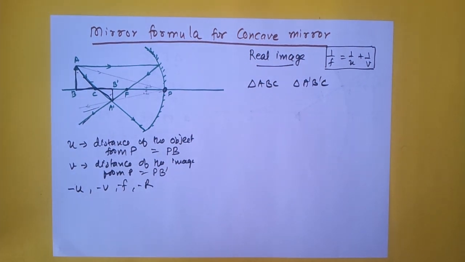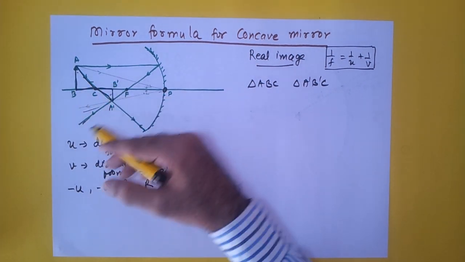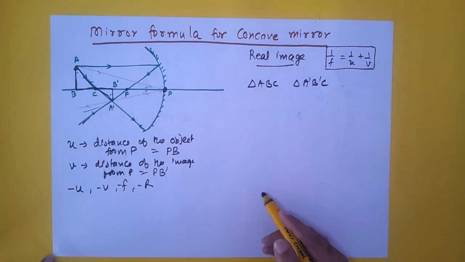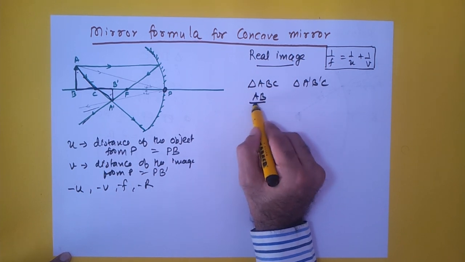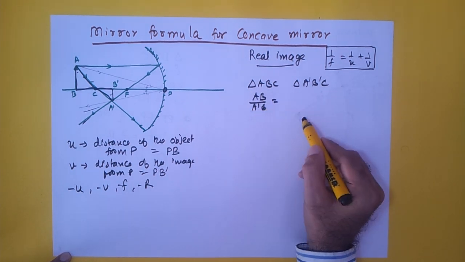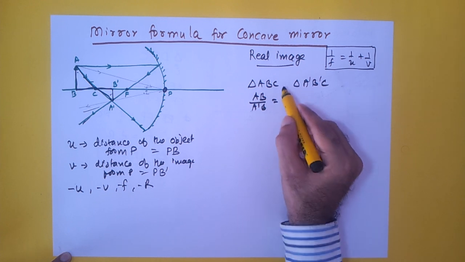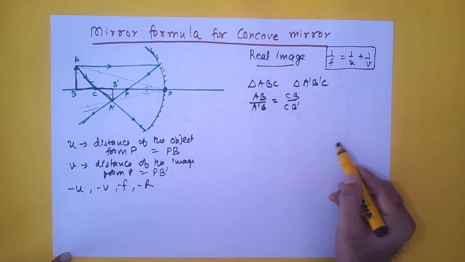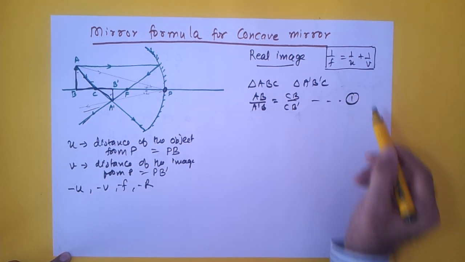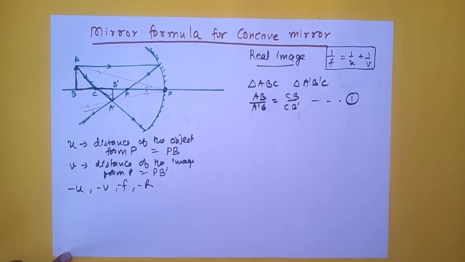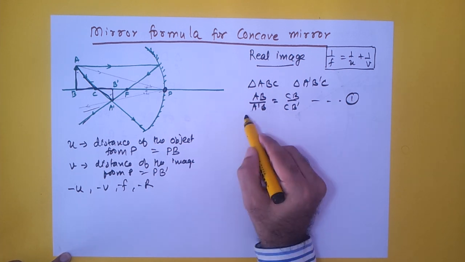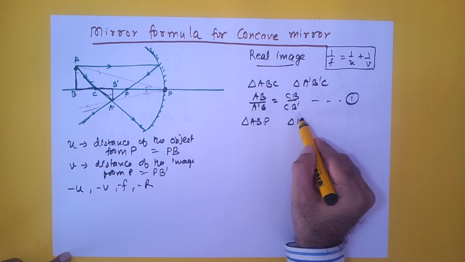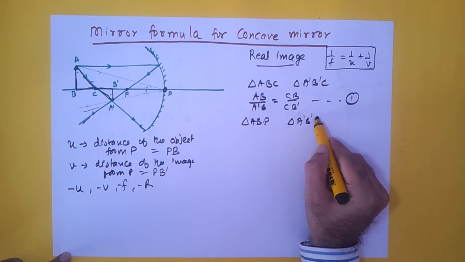We'll not spend too much time here trying to understand why they are similar, but I'm sure you have got some idea about why these two triangles are similar. So if these two triangles are similar, then AB upon A dash B dash will be equal to CB upon CB dash. So this is equation 1 we will get over here. Now we'll look at another pair of triangles, triangle ABP and triangle A dash B dash P.